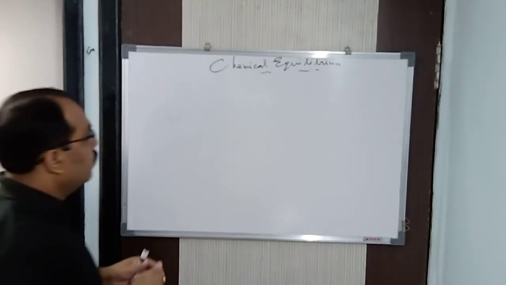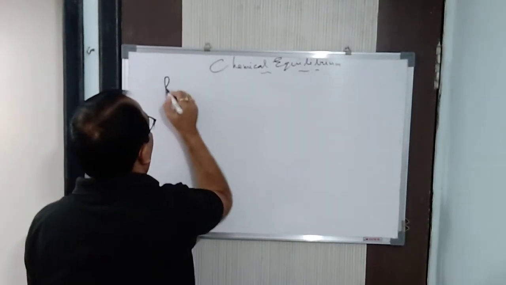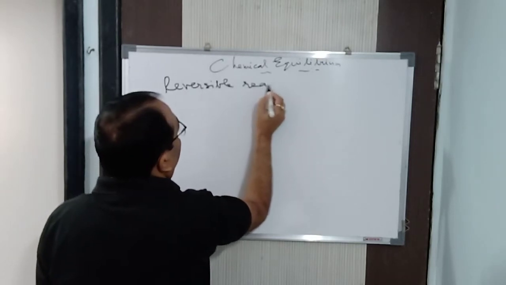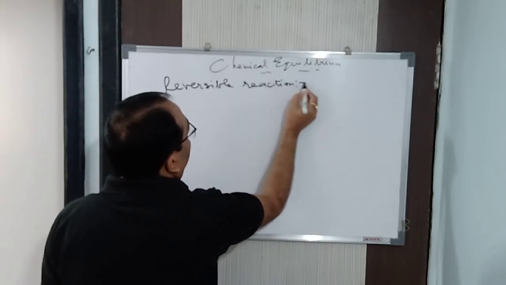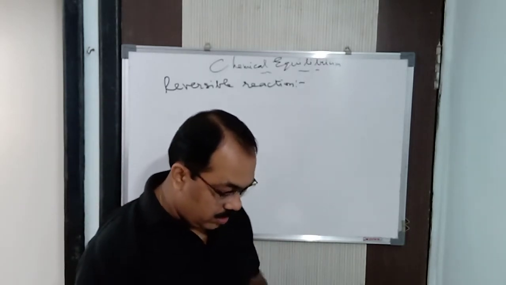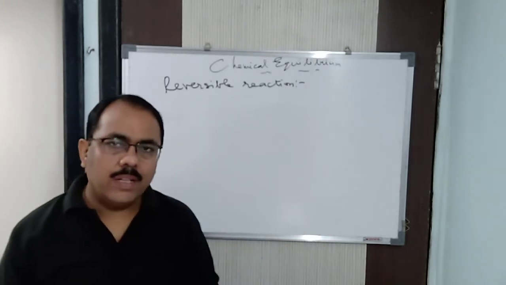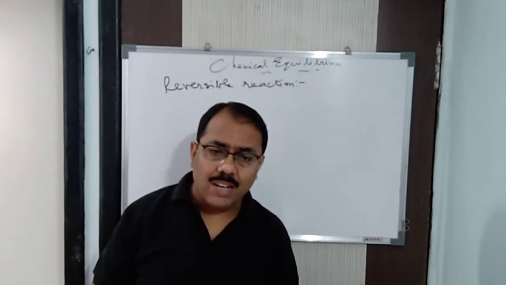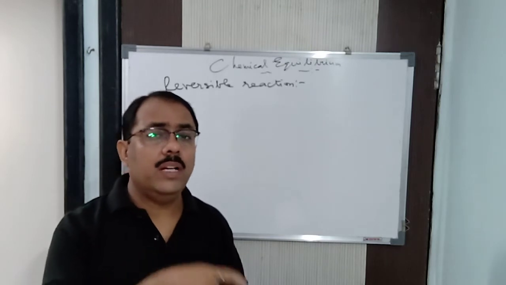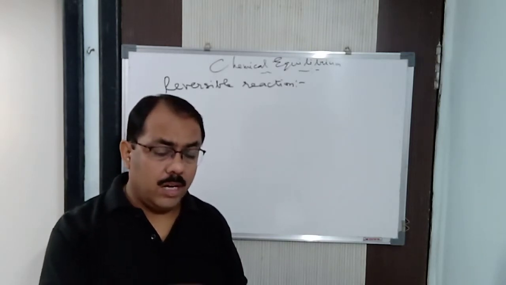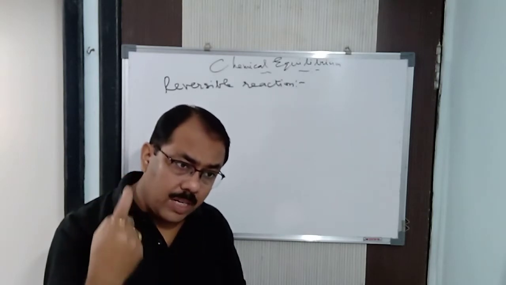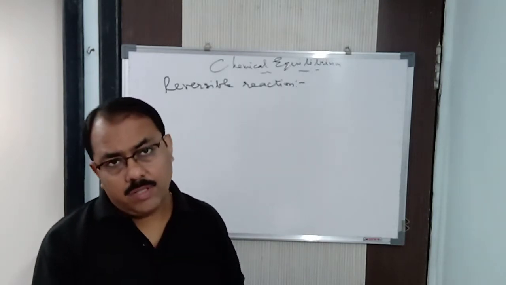Now next we'll come to reversible and irreversible reactions. First we'll say reversible reaction. A reversible reaction means a reaction which can be reversed on reversing the experimental conditions. A reaction which can be reversed on reversing the experimental conditions is known as a reversible reaction.